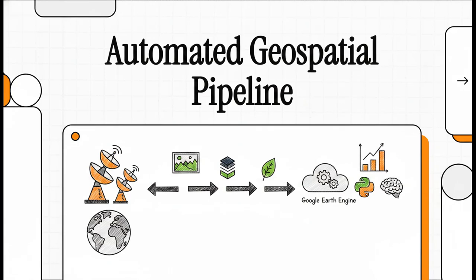Welcome back. Today we're getting into a really powerful explainer for anyone working with environmental data. We're going to build an automated, multi-decadal geospatial pipeline right from scratch using Google Earth Engine and Python. If you've ever found yourself totally drowning in satellite imagery, trying to stitch together decades of data for an ecological model, well, you are in exactly the right place.